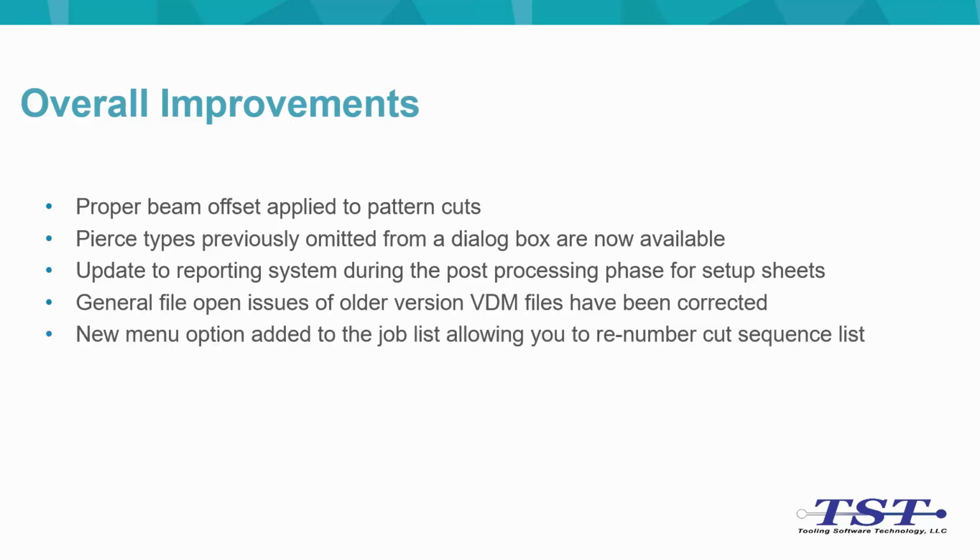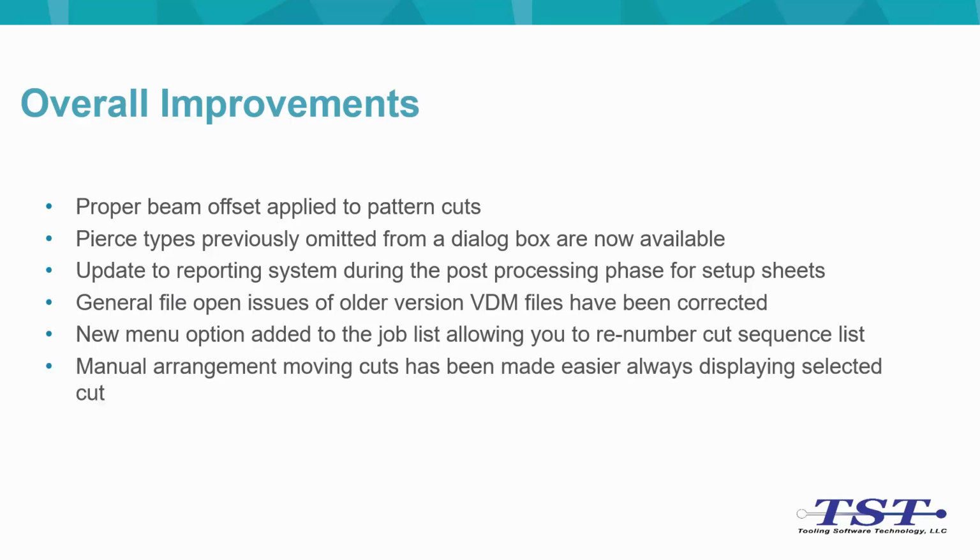There's a new menu option added into the job list, allowing you to renumber the cut sequence list. The manual arrangement moving cuts has been made easier by always displaying the selected cut. This would happen when you had a long list of cuts that you were trying to manually drag, and the window was too long, you would lose sight of where that cut actually was.